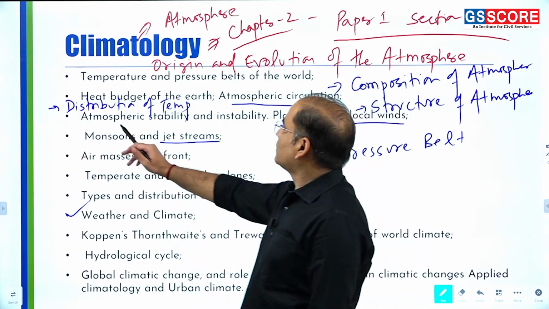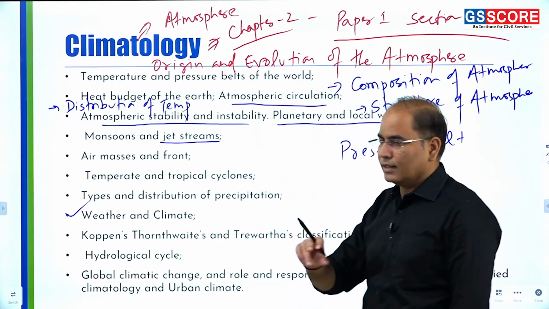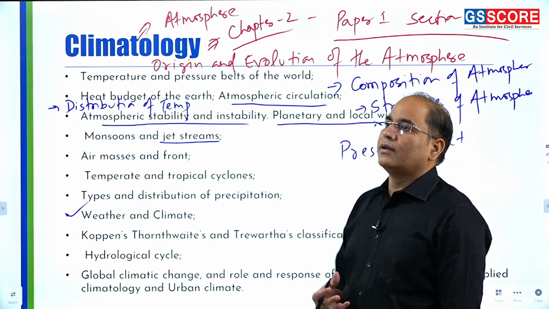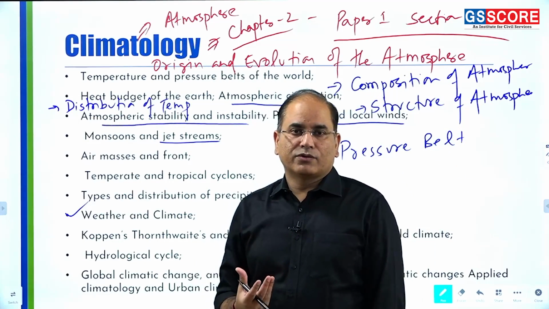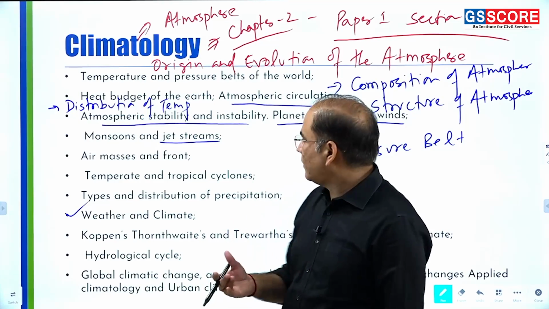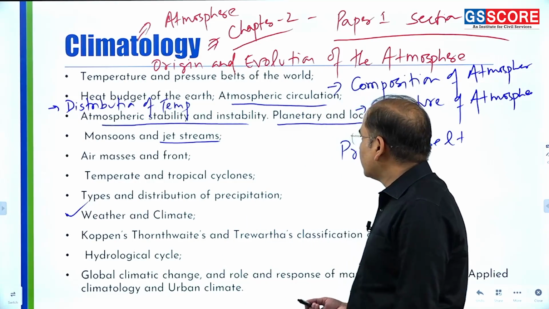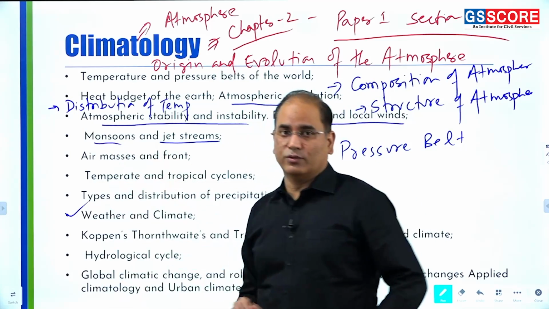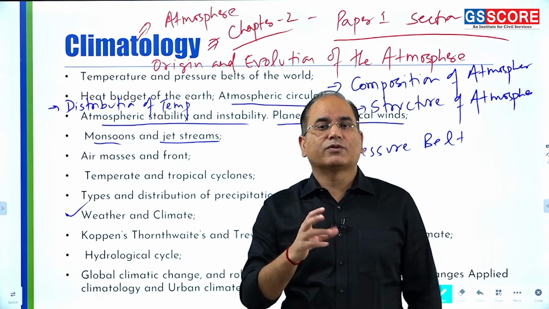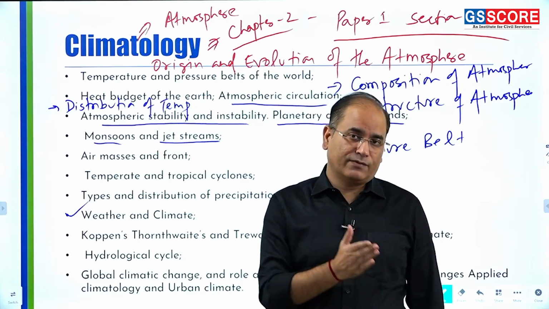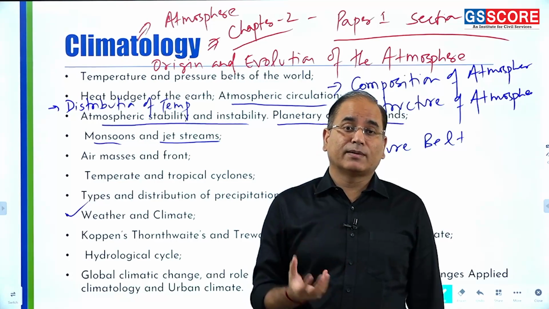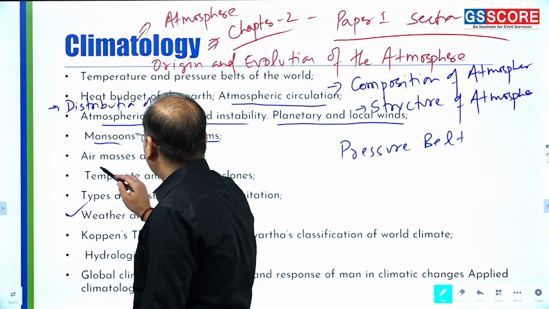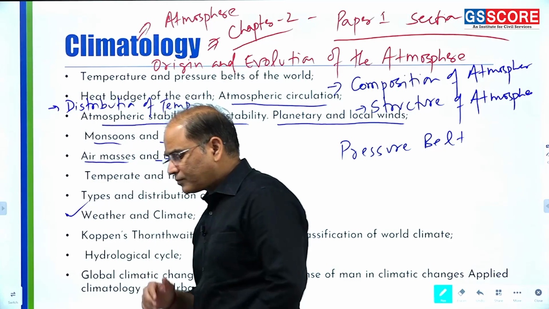Then comes the atmospheric stability and instability. Atmospheric stability and instability is primarily associated with rainfall. So whether rainfall is happening or not happening is associated with the atmospheric stability and instability. Then we have a topic of monsoon. Monsoon is primarily associated with the pressure as well as rainfall, and the best manifestation of the monsoon is within the Indian subcontinent.